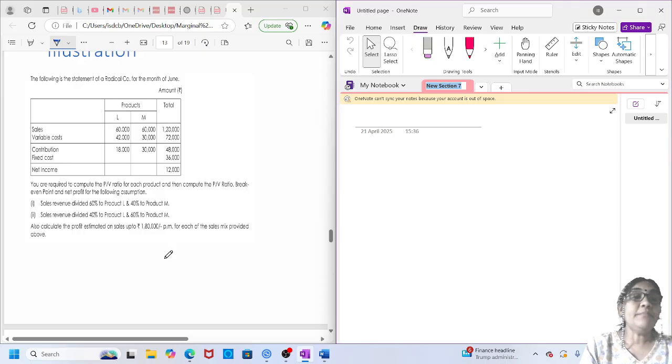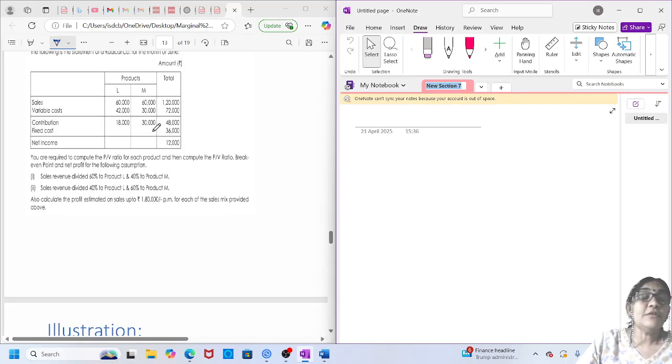The following statement of Radical Co. for the month of June is given to you. Sales, two products, L and M. Variable cost, contribution, fixed cost, net income. You are required to compute the PV ratio for each product and then compute the PV ratio, break-even point and the net profit on the following assumptions.